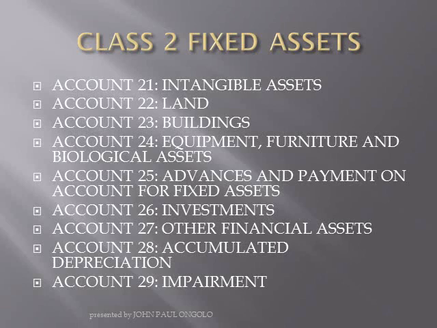Account 2.1 intangible assets, 2.2 land, 2.3 buildings, 2.4 equipment, furniture and biological assets, 2.5 advances and payment on account for fixed assets, 2.6 investments, 2.7 other financial assets, 2.8 accumulated depreciation, and 2.9 impairment.